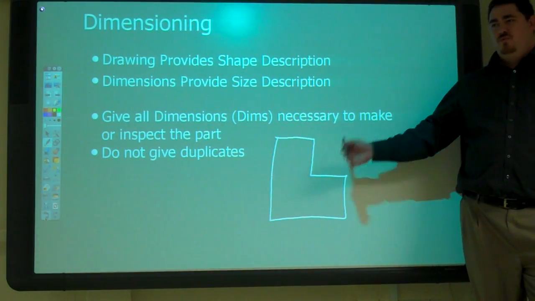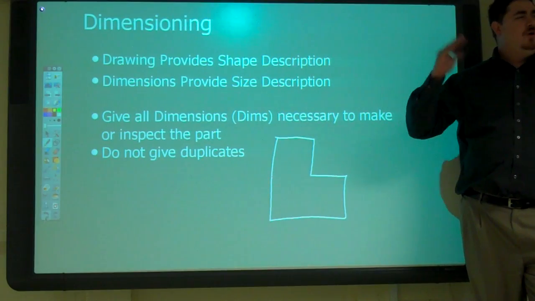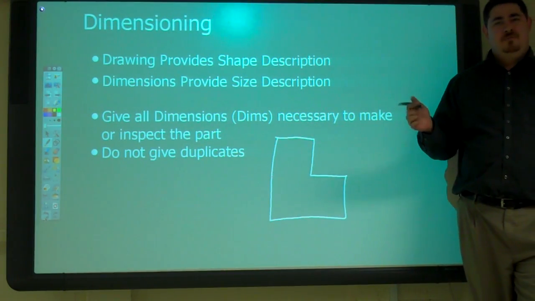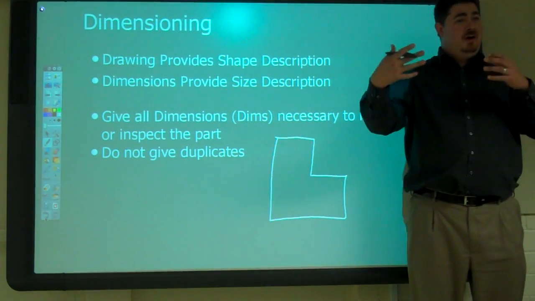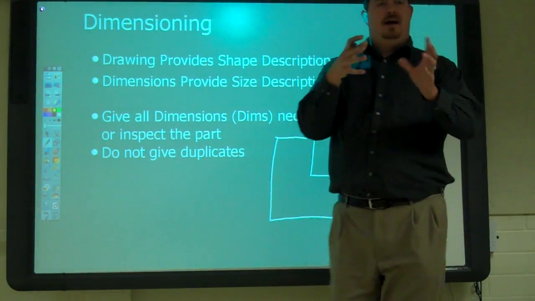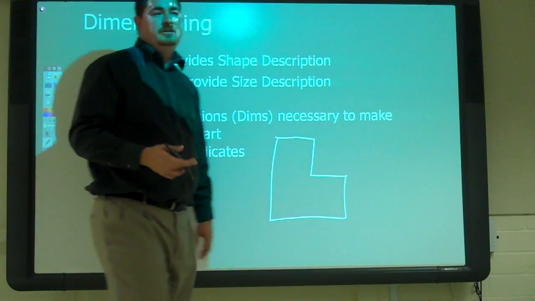So without the rest of the drawings, you don't know what's important, so you kind of just have to guess. But at work, or if you're working on a project, you're going to know how it's going to mate with the other pieces, how it's going to interact. And that's how you can figure out what dimensions you need.